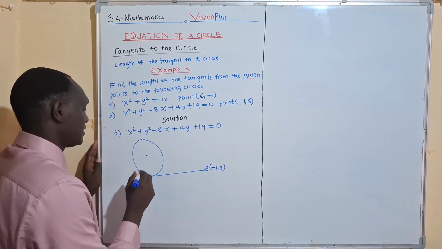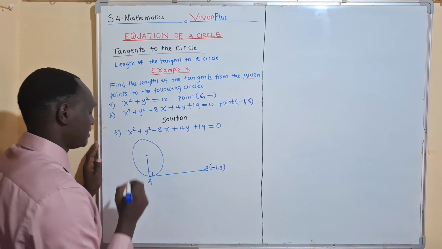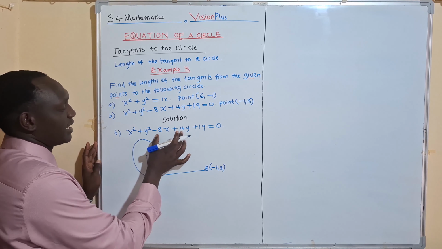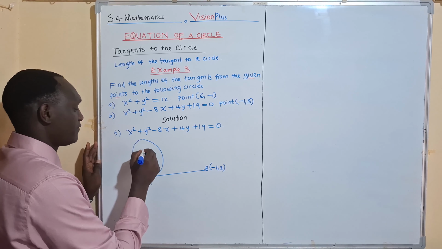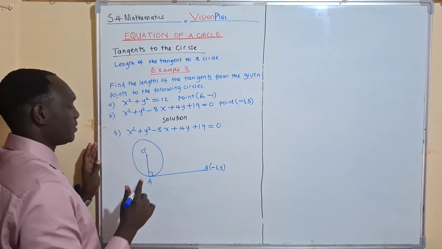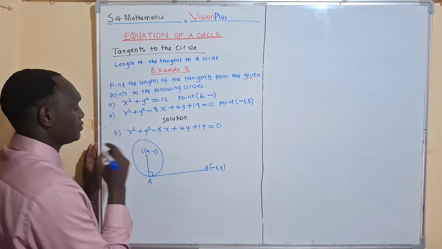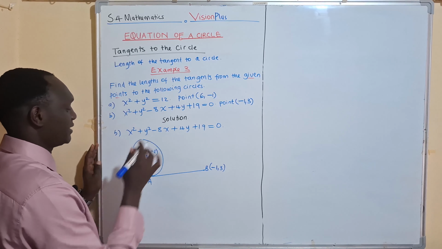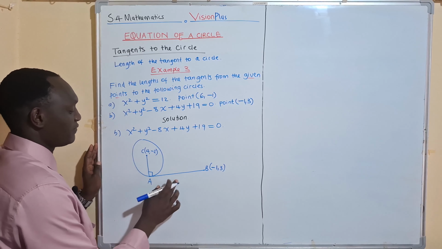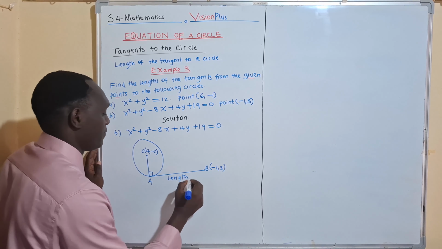This is the center, for which we have the radius perpendicular to the tangent, 90 degrees. So what are the coordinates of the center of this circle? You can get them from the equation, because we looked at how we can find the center from the given expanded equation. In this case, I'm seeing (4, -2). Those are the coordinates of the center. Now let us find the radius so that it can help us find the length AB. This is the length of the tangent that we are looking for.